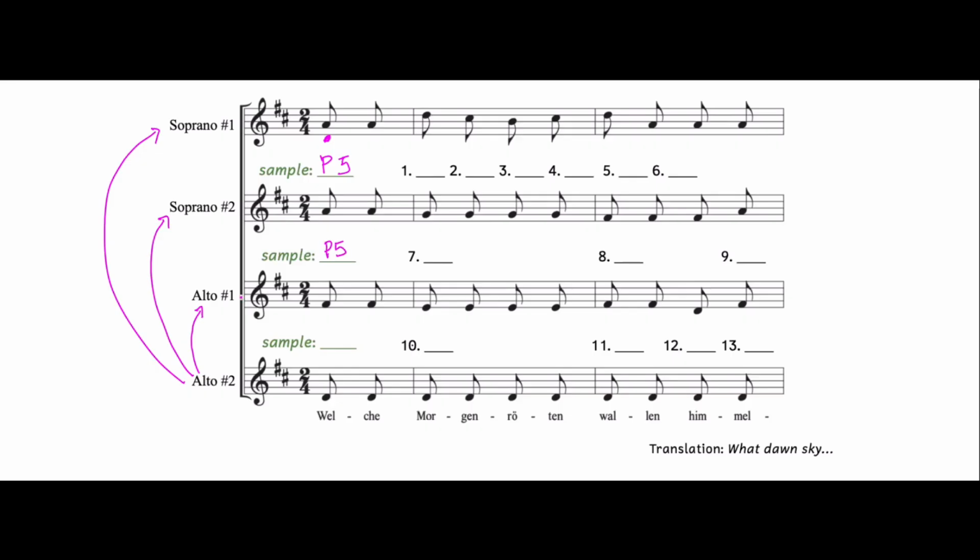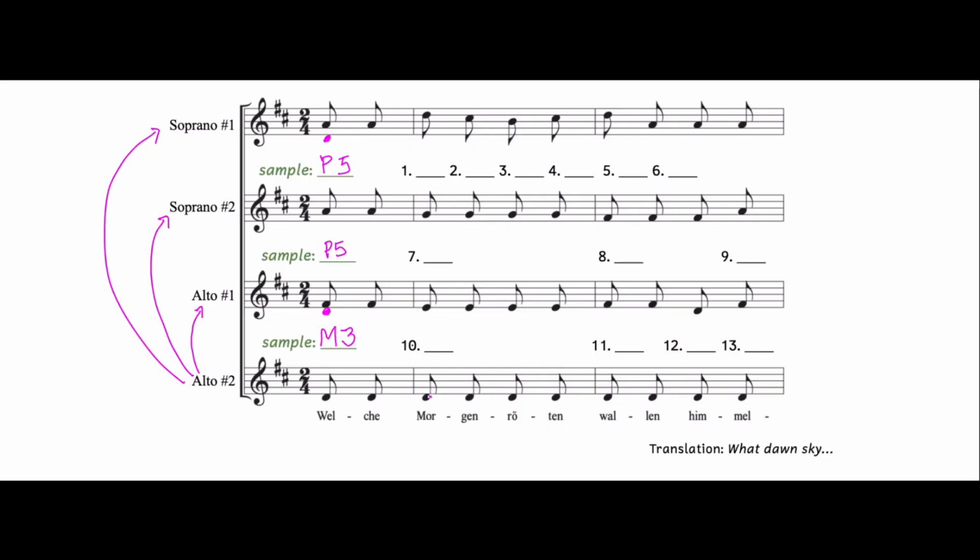Now for alto number 1, I can go ahead and move this D right here. This is a third. D major has two sharps, including F sharp. So F sharp exists in D major, making this a major third. Go ahead and do numbers 1 through 13, pause the video, and press play when you're ready.